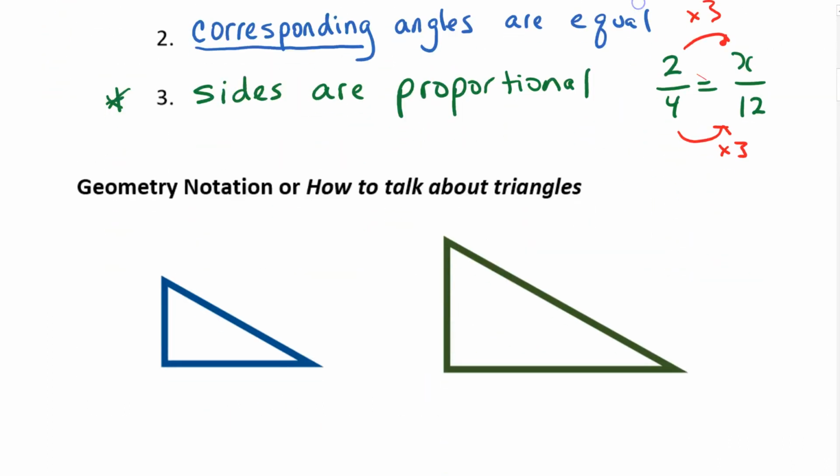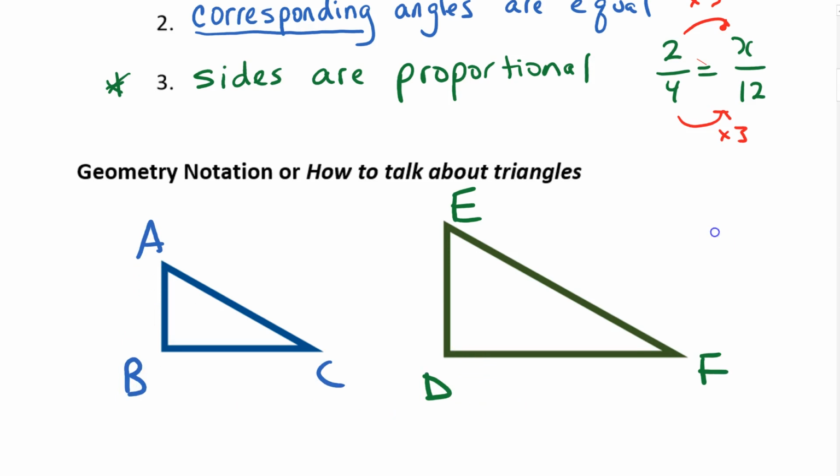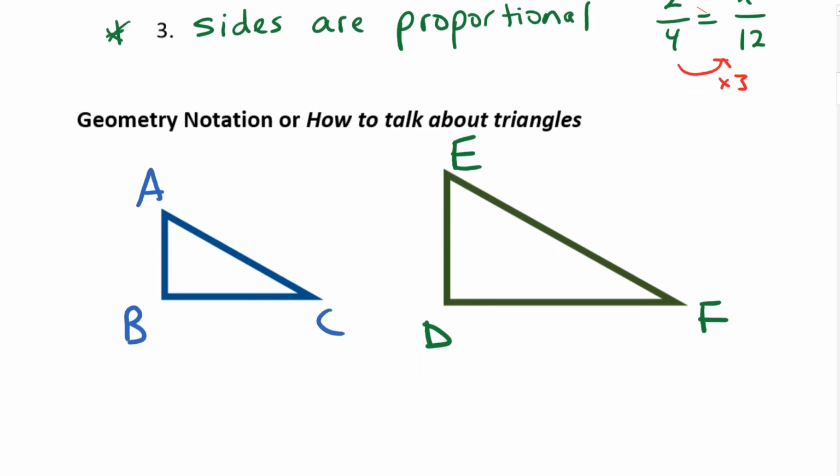All right, let's do a little bit of geometry notation, or how to talk about triangles. I'm just going to label these. I'd like you to label them exactly the same. So I did A, B, C, and then D, E, F. And then I want to talk about which angles are equal.